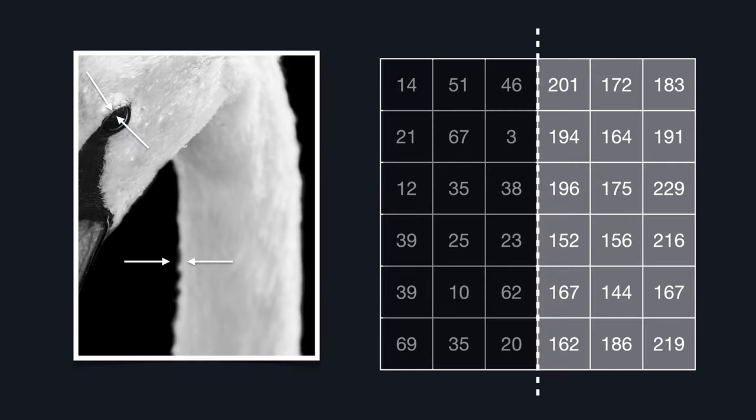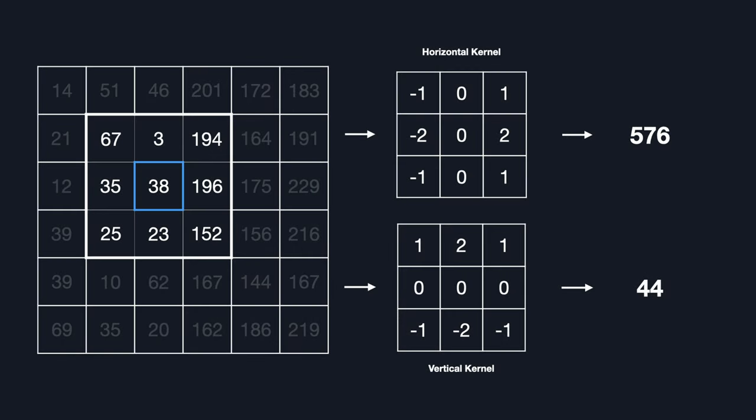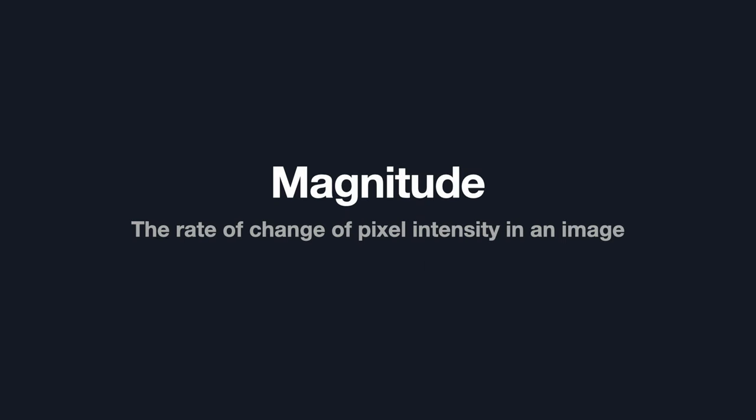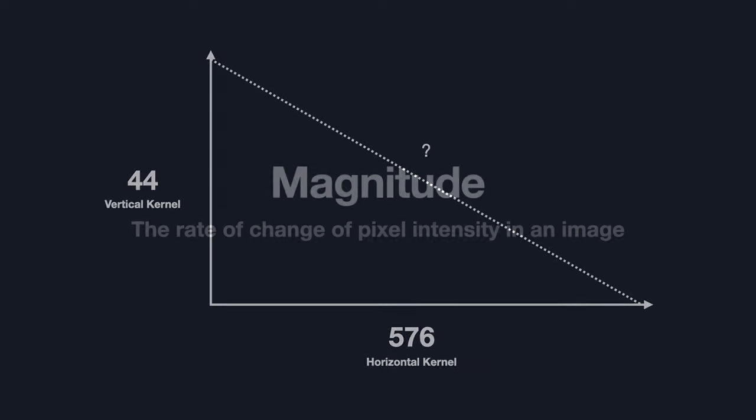Remember this example from earlier. If we see a large number as a result of subtracting the pixel values on the left from the right or from the top to the bottom, then we know we've found an edge. So, now for every pixel in the image, we'll apply the horizontal and vertical kernels independently. From here, we'll need to calculate the magnitude of the gradient, which is simply a measure of the rate of change of pixel intensity in an image. In other words, the greater the magnitude, the more likely it is that a pixel is on an edge.